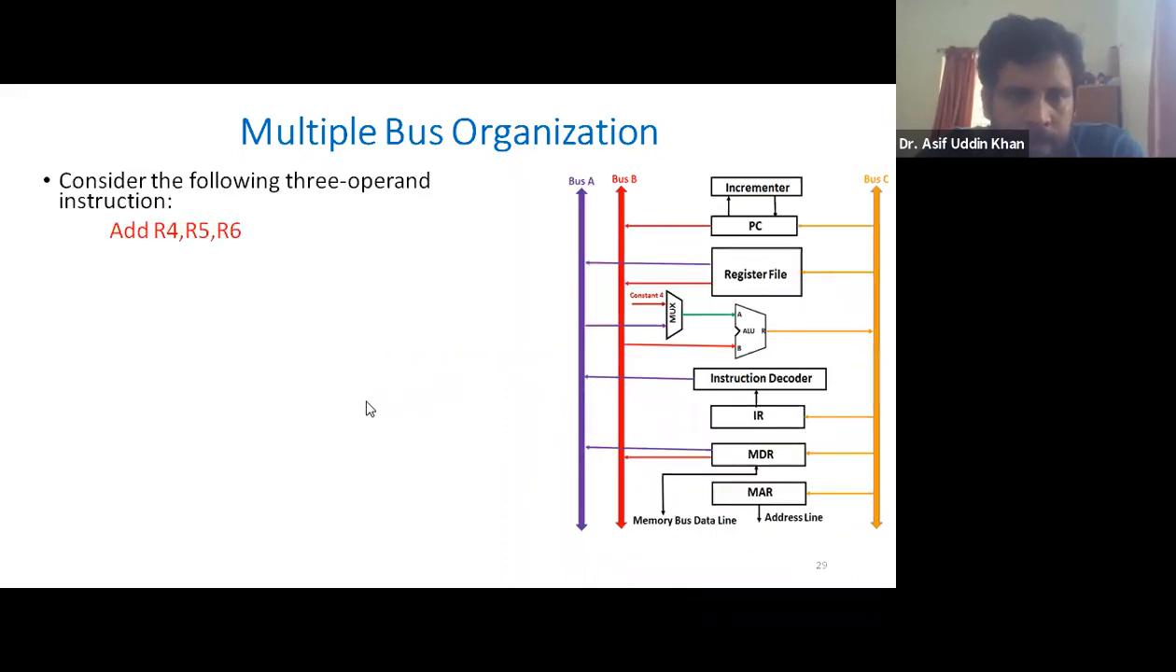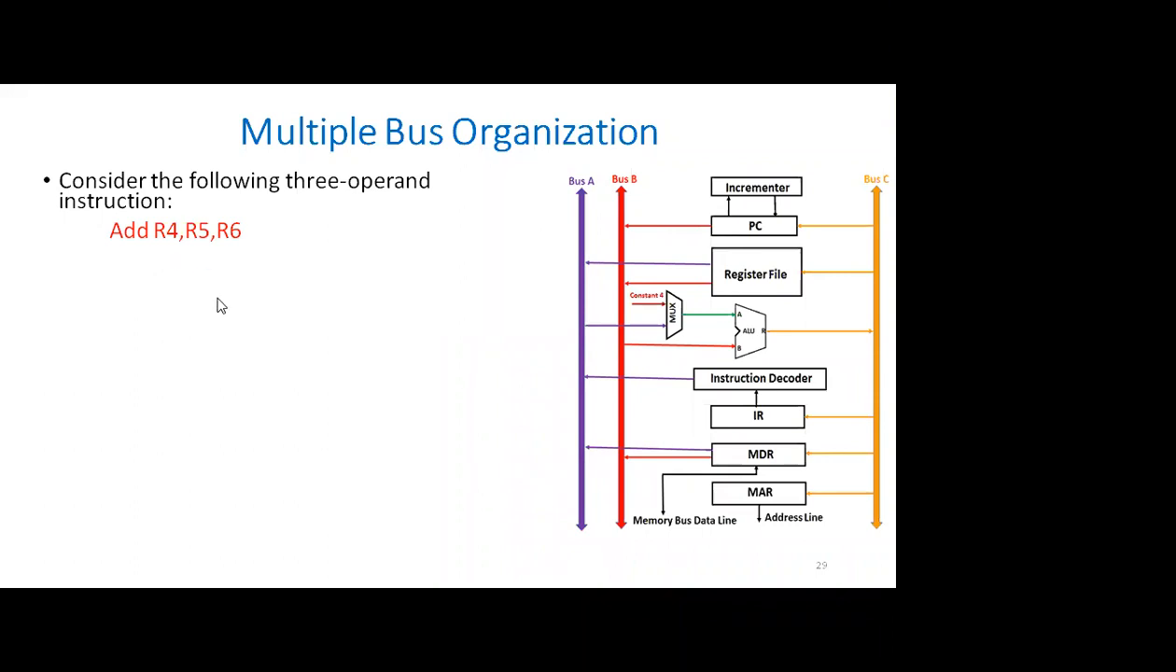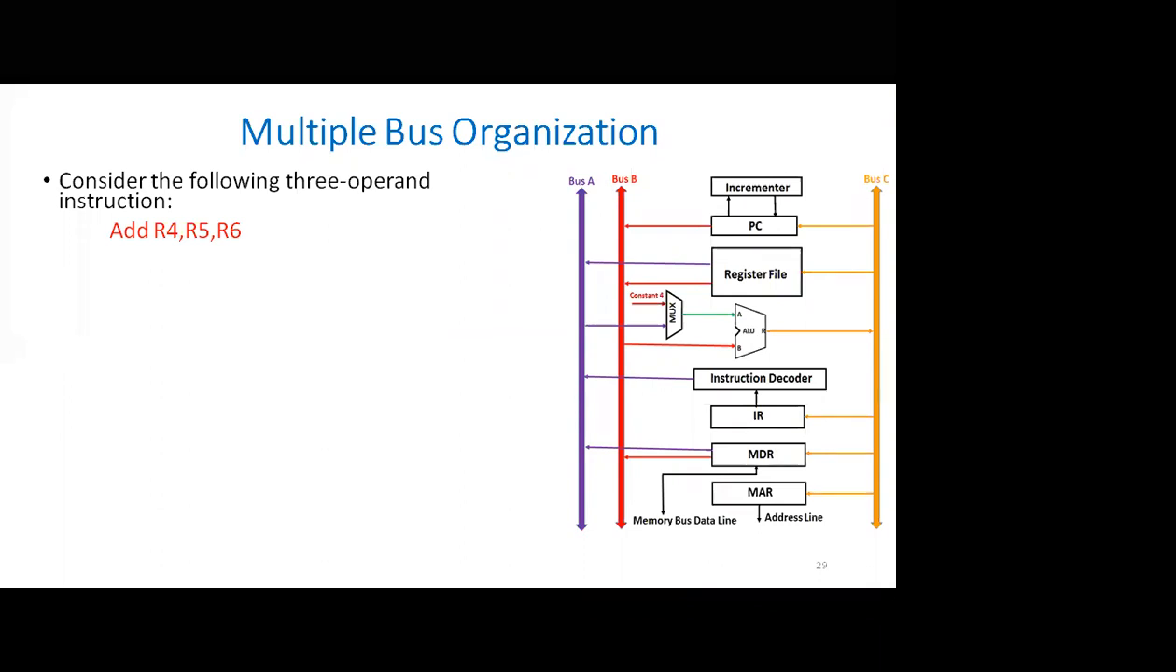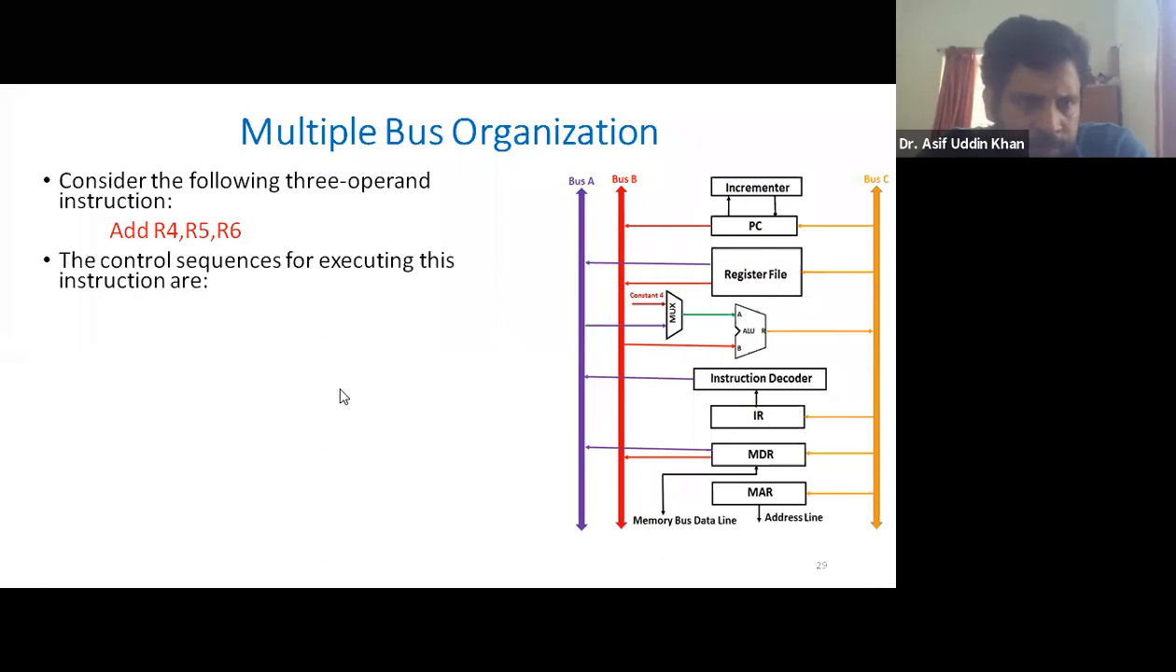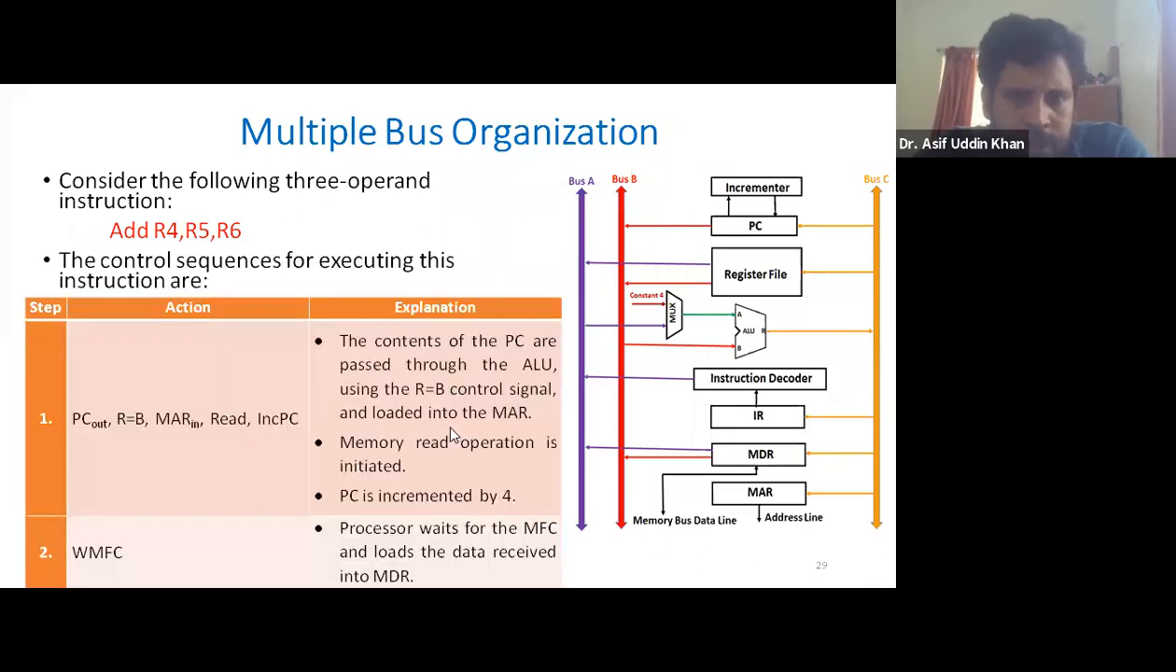Okay. Now suppose we have this instruction: add R4, R5, and R6. What's the meaning of this instruction? Can you tell me? Sir, add R4 and R5 and store in R6. Yes. Add R4, R5, and store the result in R6. Now how to do this by using this multi-bus organization processor? Now let us see. So the control sequence is like this.